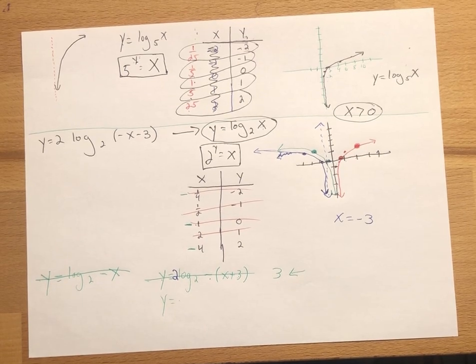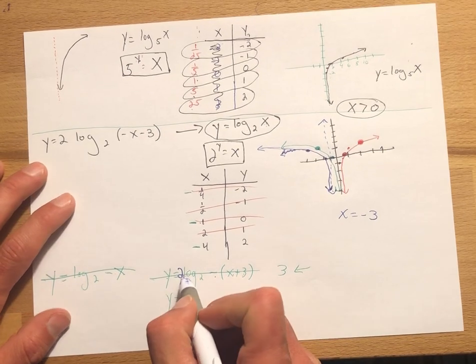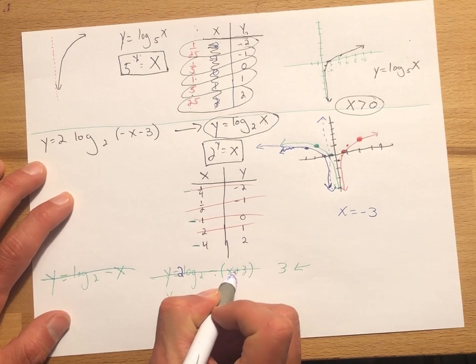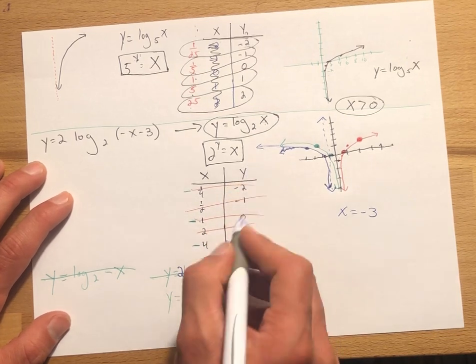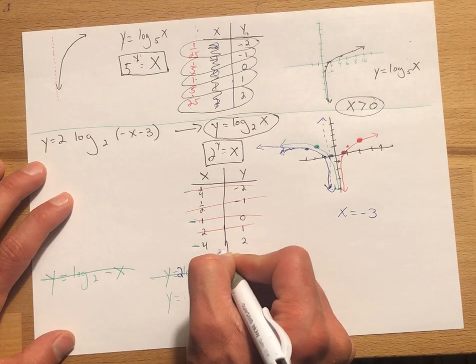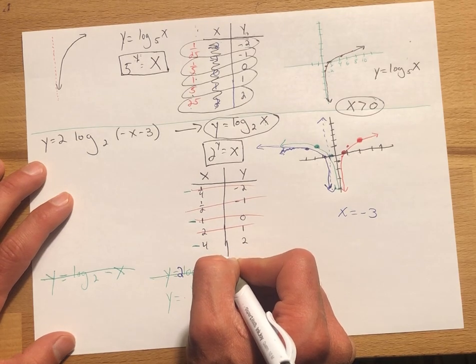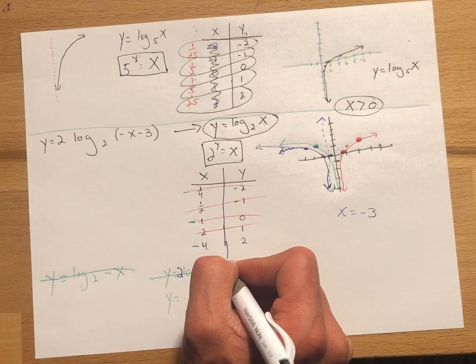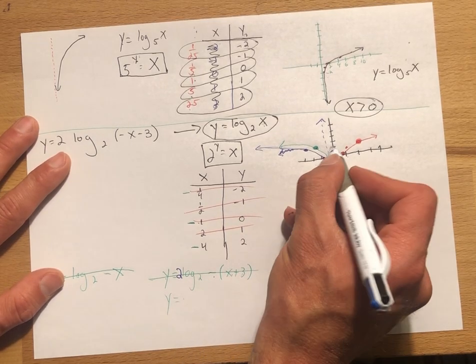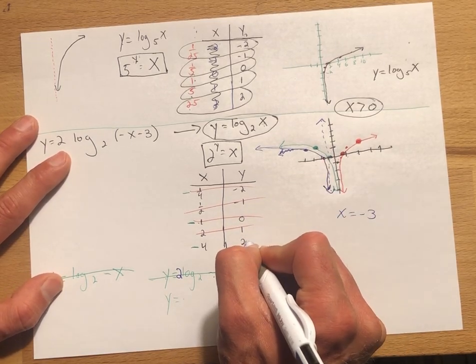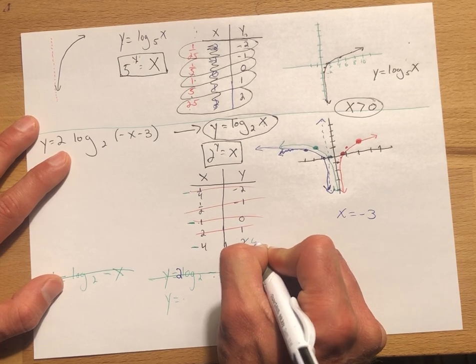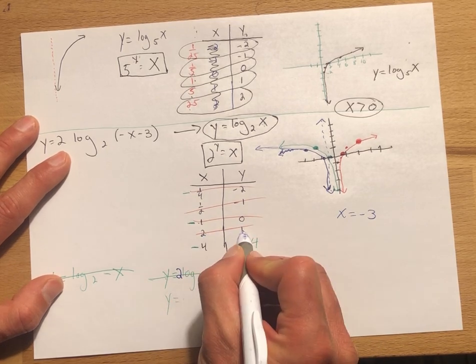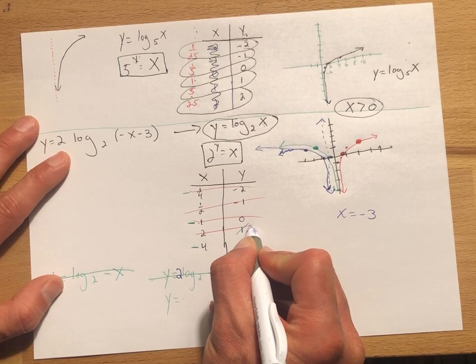Okay, now the very last thing is, see how I have 2 times this? So my y values are going to be multiplied by 2. So this value, this was at 2. Now this is going to be at 4. This was at 1. Now it's going to be at 2.